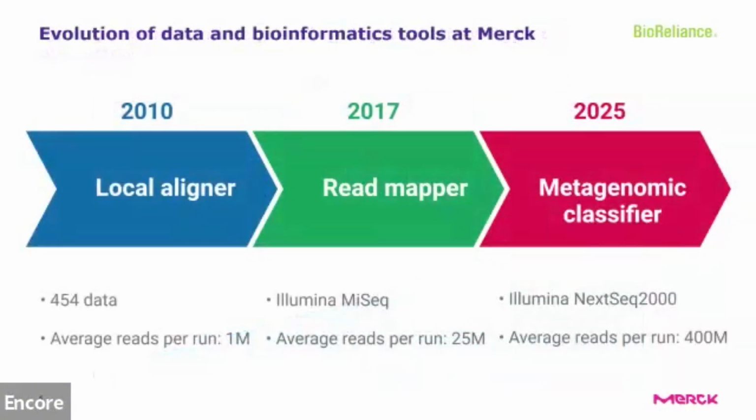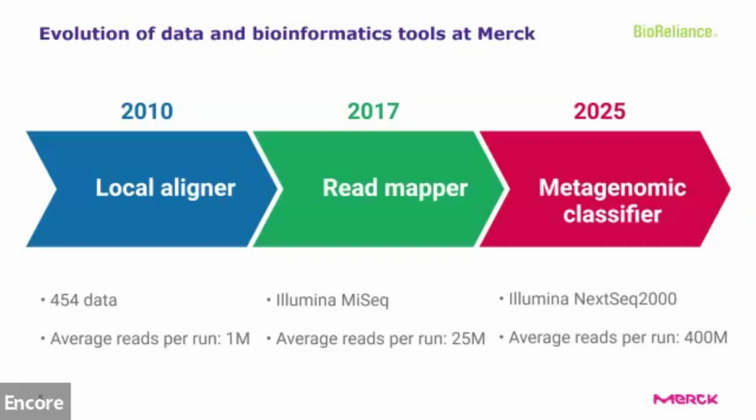So this is just looking at Merck. Back in 2010, we had our first AAT algorithm, but at the time we dealt with 454 data. We had 1 million reads a run on average. And so we used a local aligner, BLAST, which was perfect for that data. Then in 2017, we actually had our first validated AAT pipeline, but we used MiSeq data, and that was already an increase in the throughput. So BLAST didn't really work. So then we switched to a read mapper.